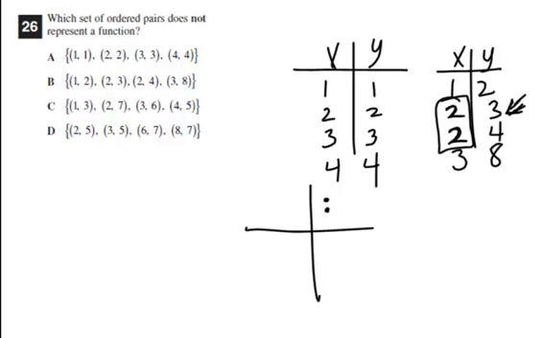Well, we know that we can do the vertical line test. So if I draw a line straight down and it crosses more than one place on that function, or on that graph, it's not a function. So anytime you have a vertical line crossing 2 or more points, it's not a function. So we know that's B.